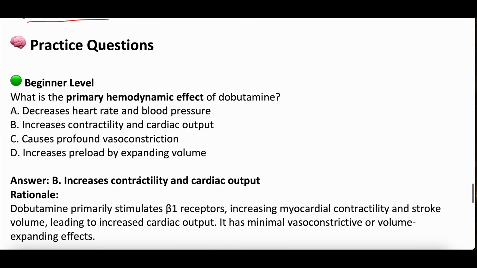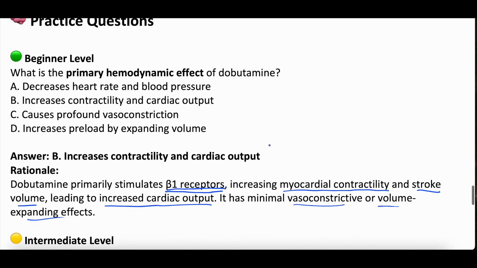All right, so dobutamine primarily stimulates beta-1 receptors, and beta-1 receptors work in the heart by increasing myocardial contractility, which increases the stroke volume and leads to an increase in cardiac output. It does not cause vasoconstriction. It does not volume expand. It actually causes vasodilation. So B is the correct answer, by increasing contractility and cardiac output.